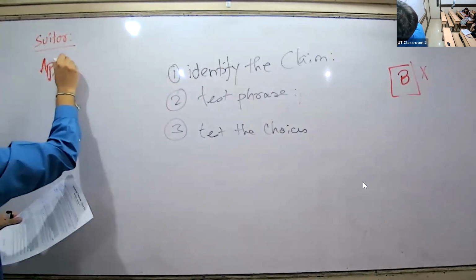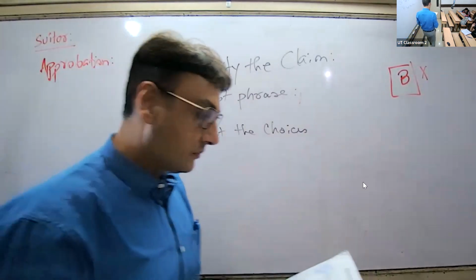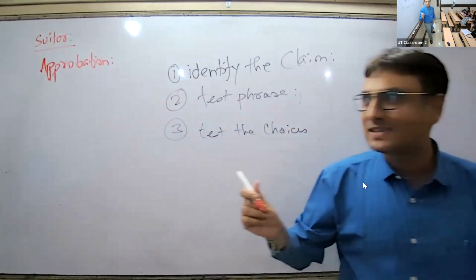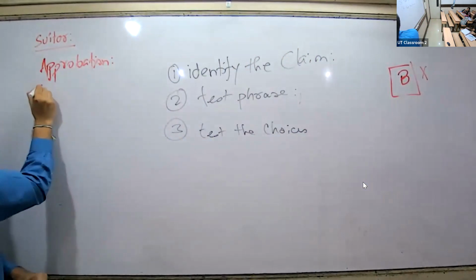A-double-P. Approbation. Look of disagreement. No, what is the origin of this word? What is the root word? Look at this a little.